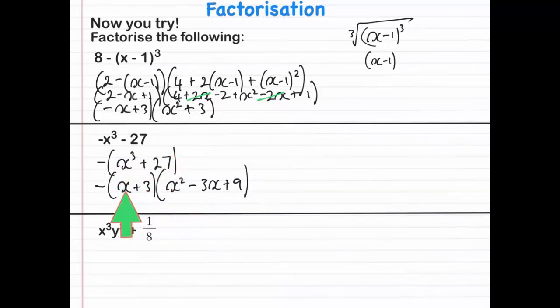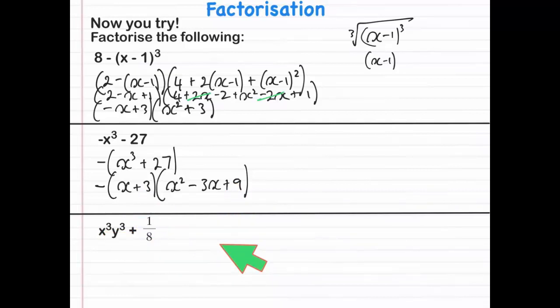How did I get that? x to the power of 2, x to the power of 2. See? x times 3 is 3x, but because it's a sum of two cubes, that middle term will be a minus, and x times 3 is 3x, and the last one will be positive. 3 times 3 is 9. Okay, brilliant. How about the last one?